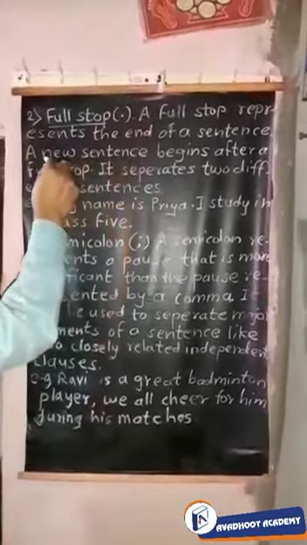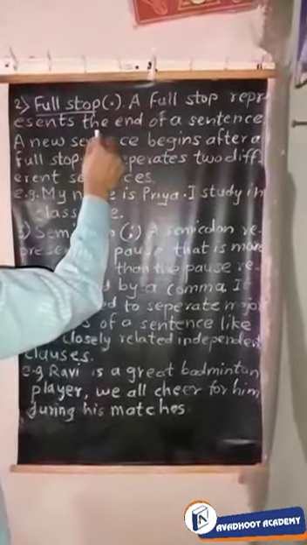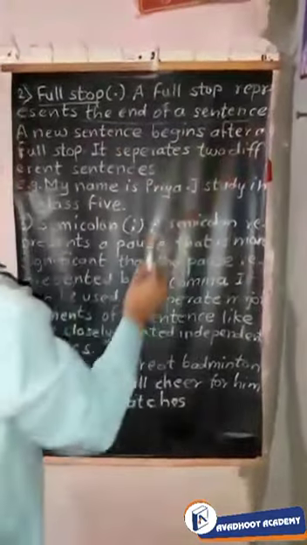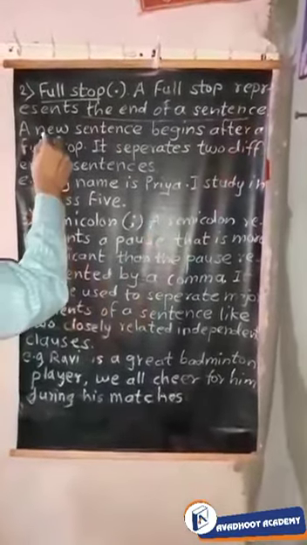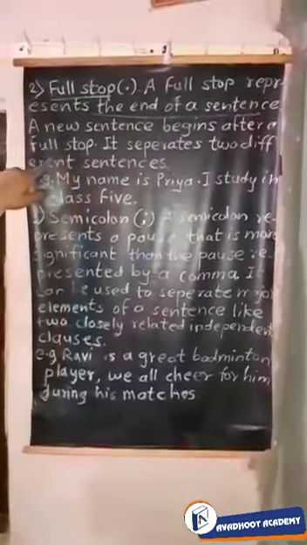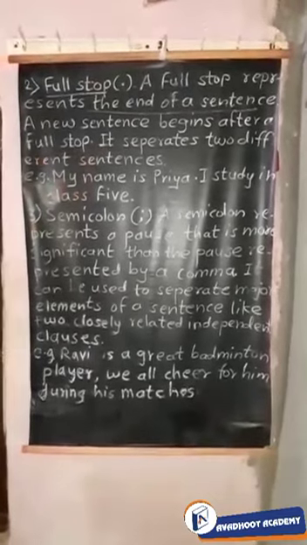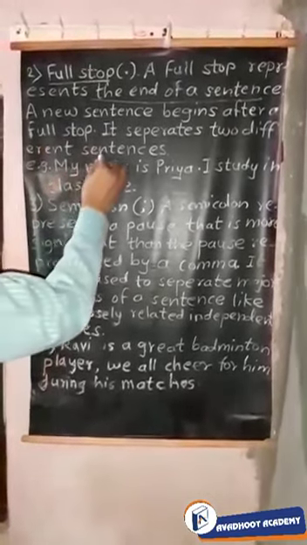A full stop represents the end of a sentence. Second, a new sentence begins after a full stop. It means that after giving the full stop, a new sentence will begin. It separates two different sentences.